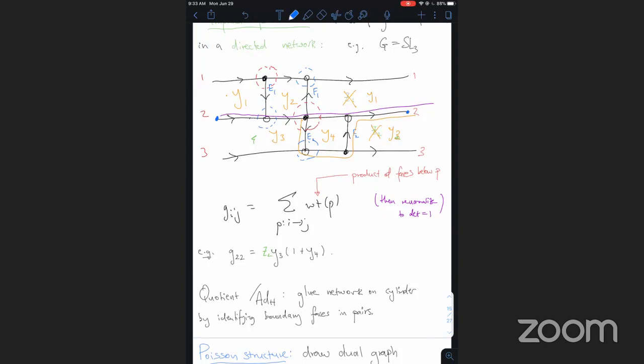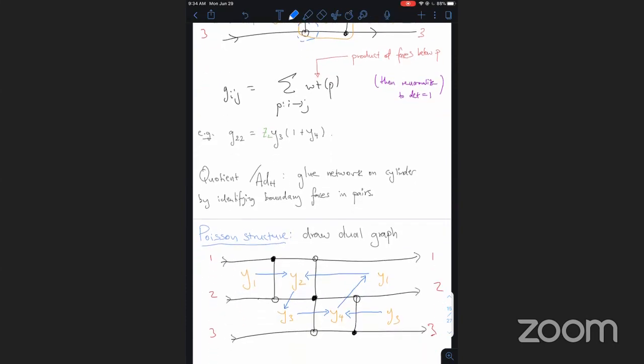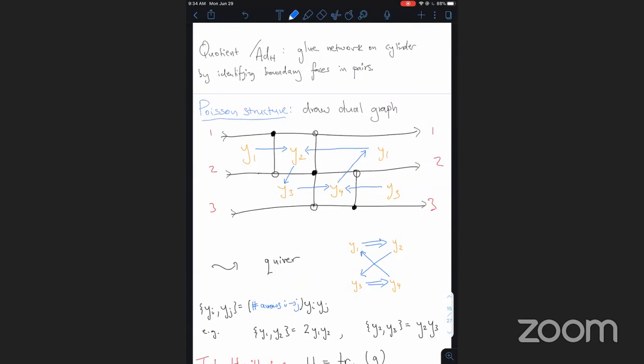Now this graph becomes a graph where the vertices have two colors. In this case it's actually bipartite, at least before we glued it onto the torus. And in order to see the Poisson structure, one simply draws the dual graph to the original network in the appropriate sense. So what do I mean by that?